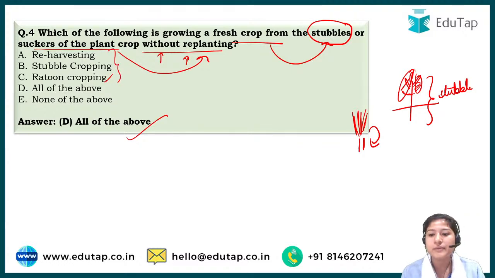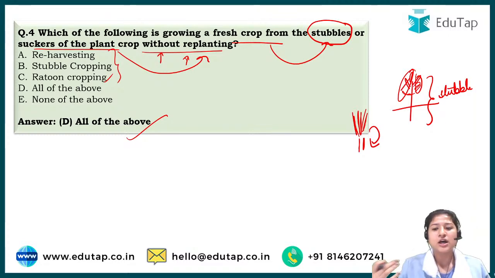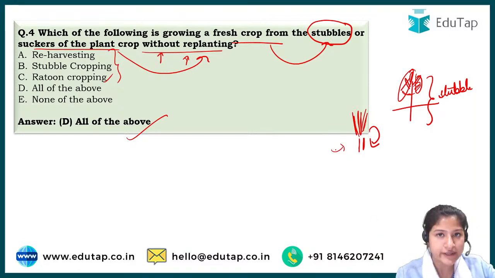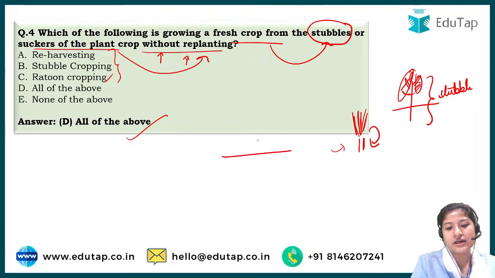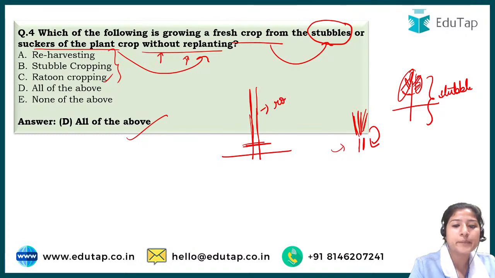Ratoon cropping, most of the people are aware of it. Sugarcane is the best example of it. In fact, even rice can be used as a stubble crop or a ratoon crop. But every time this regeneration happens, the nutrient quality degrades, and that is why it is usually preferred only in sugarcane, and only for some years. In such plants, they are cut from the base, right? Then the plant regenerates and grows again. So this is known as ratoon cropping. And it can also be known as reharvesting.